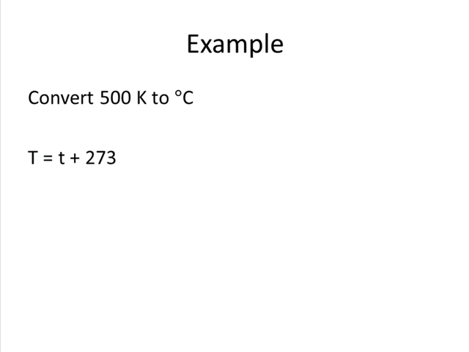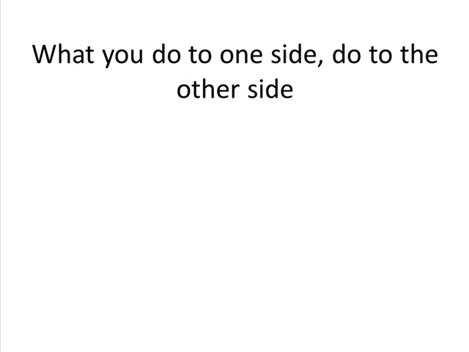But what about if we had to convert 500 Kelvin to degrees Celsius? Now this formula is not so good for answering this question because the subject of the equation is capital T, but we're not trying to find out capital T. We're trying to find out small t, in other words, the temperature in degrees Celsius. First principle, when you manipulate formulae, what you do to one side, do to the other side. And that keeps the equation true.